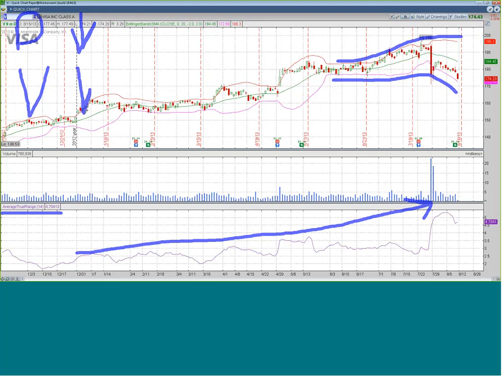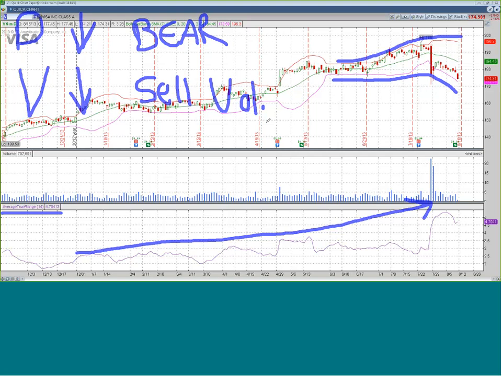So I'm going to put a down arrow. I think volatility is going to go down. Okay? That means we want to sell. We're bearish on the stock. In terms of volatility, we want to sell volatility, meaning I think the volatility eventually is going to go down. I don't want to buy volatility because it's already gone up too much.